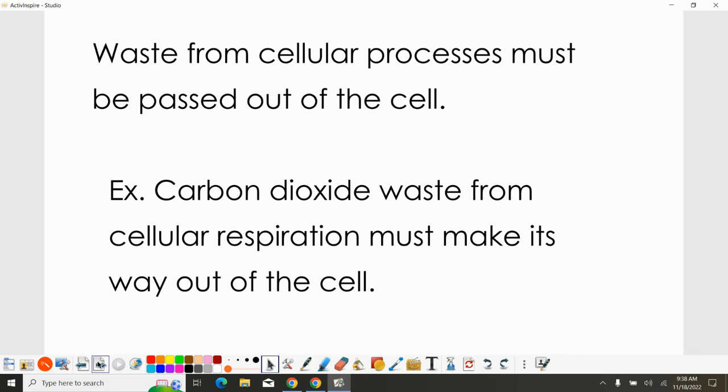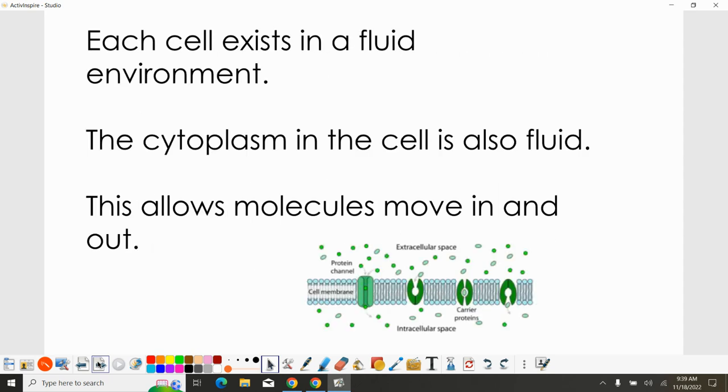Waste products that are produced by our cells have to be able to move out. So going back to respiration again, when we burn glucose, when we make energy for our cells to use, one of the waste products that will be produced is carbon dioxide. And the body has to be able to remove that carbon dioxide. It has to be able to move out of the cell into our bloodstream so that it can be removed from our body. So the things that our cells need have to be able to move into the cells. The things that our cells produce that they need to get rid of have to be able to move out of our cells. This is all part of the homeostasis process in the cell transport.